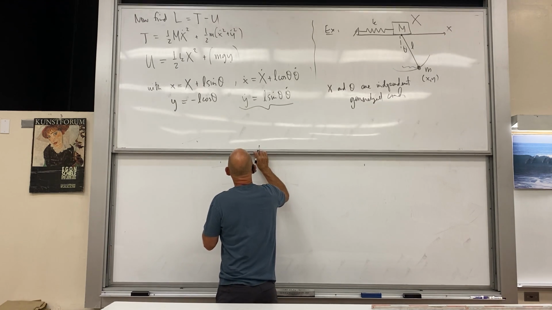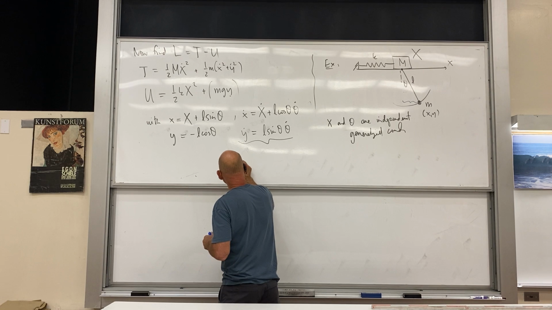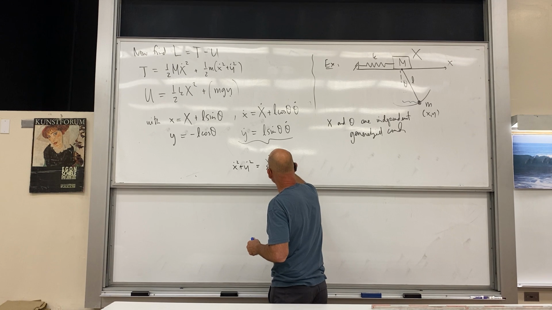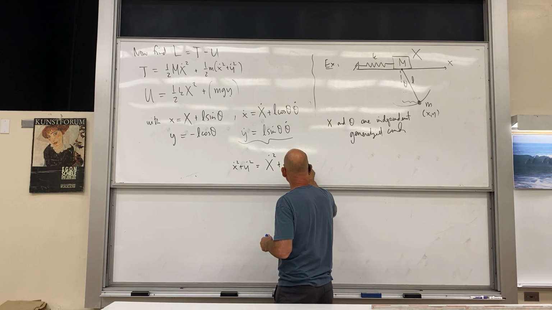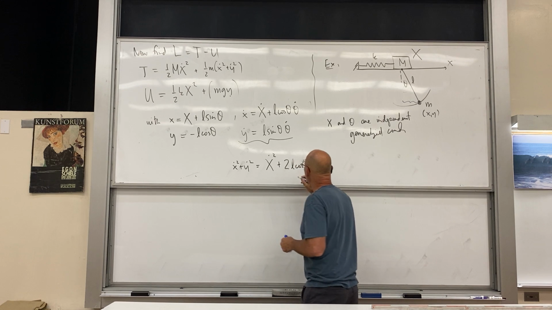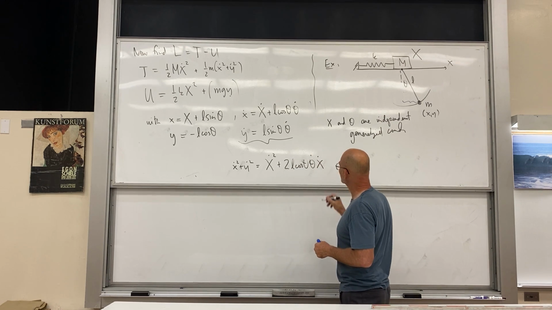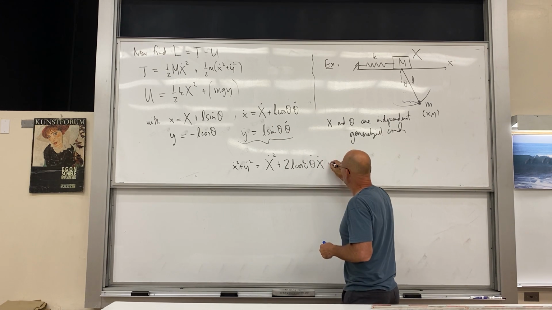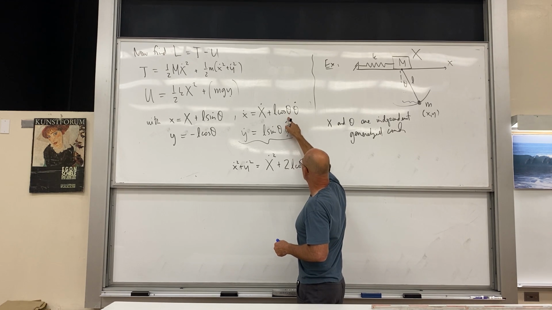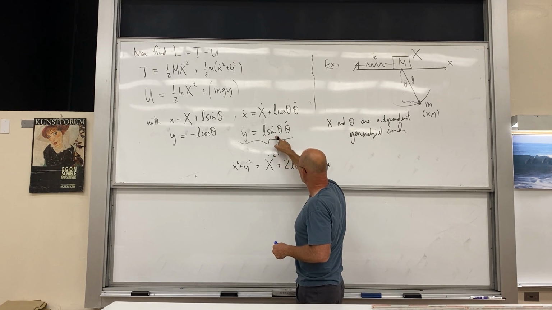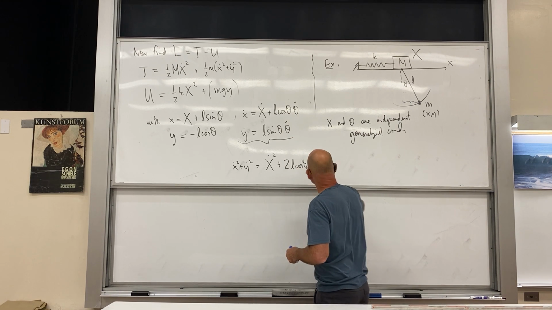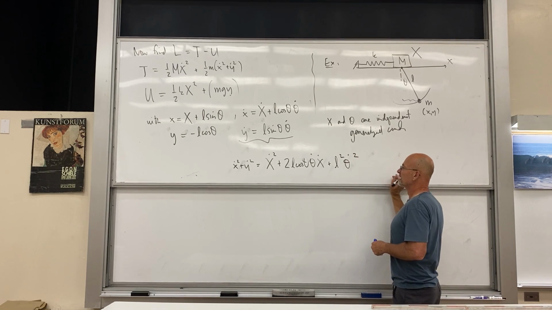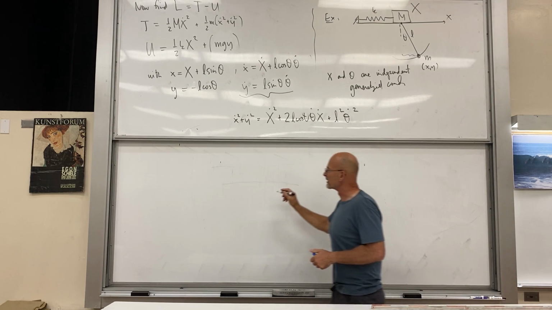Okay, so what do we have? x dot squared plus y dot squared equals capital X dot squared plus 2L cos theta theta dot capital X dot, plus L squared cosine squared theta theta dot squared plus L squared sine squared theta theta dot squared. Sine squared plus cosine squared equals 1, so we get plus L squared theta dot squared. So now we have the ingredients to get that Lagrangian.